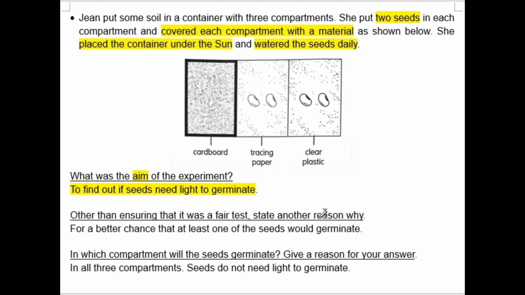Other than ensuring that it was a fair test, state another reason why. For a better chance that at least one of the seeds would germinate. In which compartment will the seeds germinate? Give a reason for your answer. In all 3 compartments. Seeds do not need light to germinate.